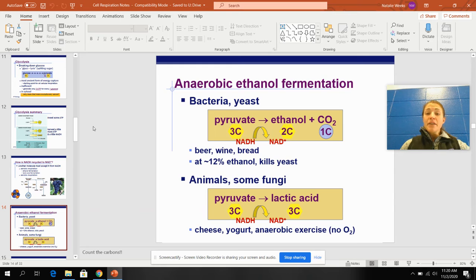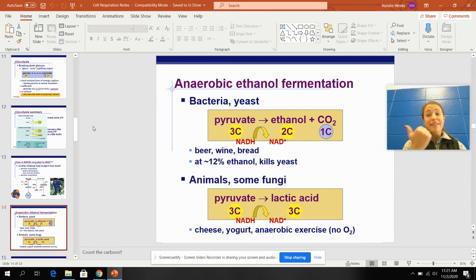So in bacteria, basically what happens is a pyruvate then gets broken down into ethanol and CO2. This is the reason why we can actually make carbonated alcohol. This is how beer gets its carbonation. When they're making wine and different things like that, that CO2 gets released from that process, so you don't get bubbly wine or anything like that.